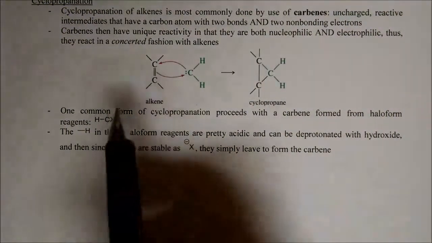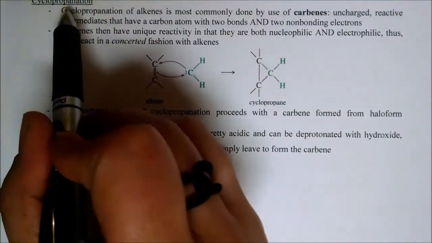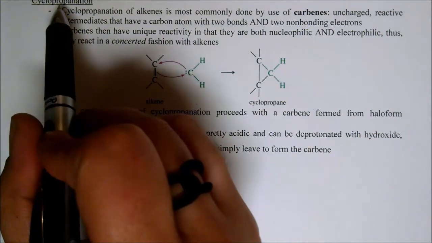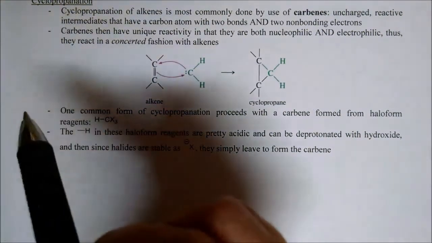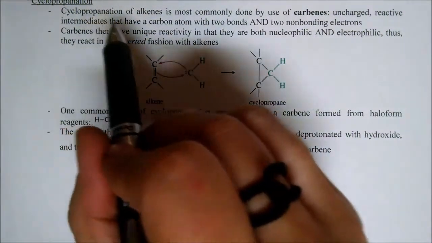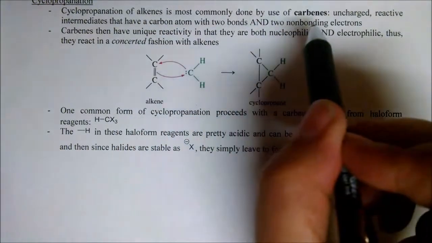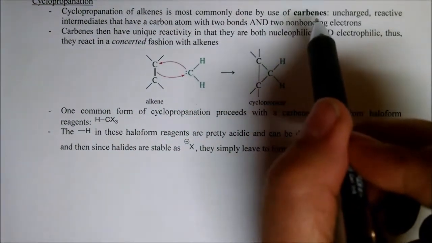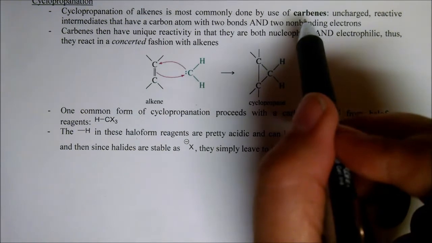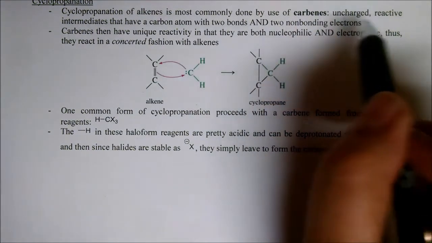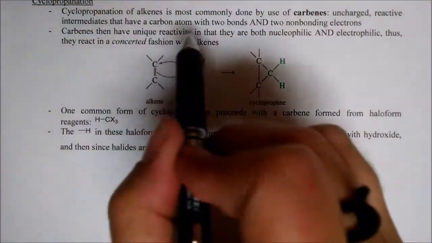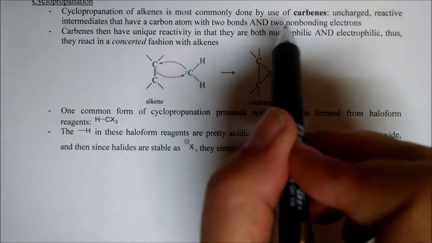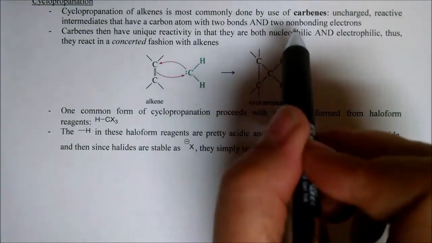Okay, cyclopropanation. We're going to make cyclopropanes. Propanes, 3 carbons. A 3-membered ring with carbon, not oxygen. The cyclopropanation of alkenes is most commonly done by use of carbenes. We have not seen these before, but they are super cool and really fun to use because they are uncharged reactive intermediates that have a carbon atom with 2 bonds and 2 non-bonding electrons. So it's 2 bonds and a lone pair.